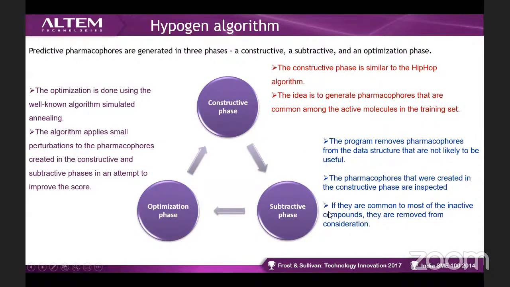Once those two phases are finished, it moves to the optimization phase, where it does simulated annealing. By doing simulated annealing, the algorithm will try to improve the scores, and that's how you will be interpreting your results. It will try to obtain small permutations of the pharmacophores from the constructive and subtractive phases and help you improve the score of your hypothesis. So in any HipHop or HypoGen algorithm, this is a method that must be followed: it should construct, it should subtract, it should optimize.